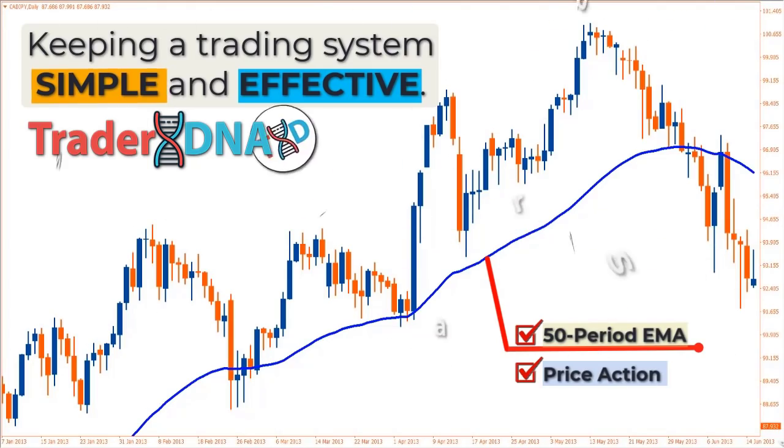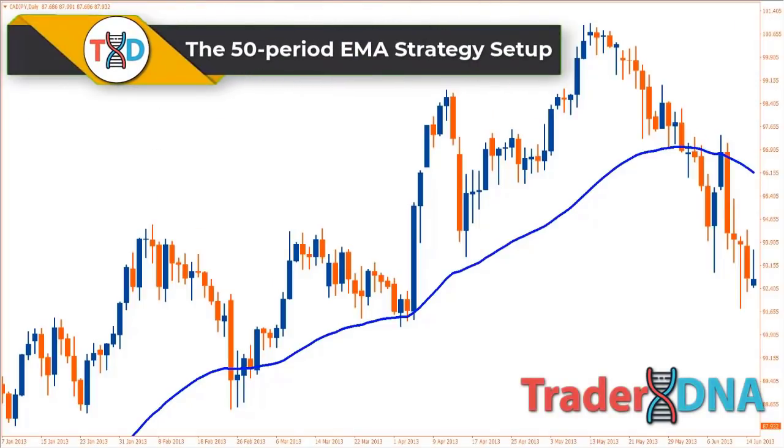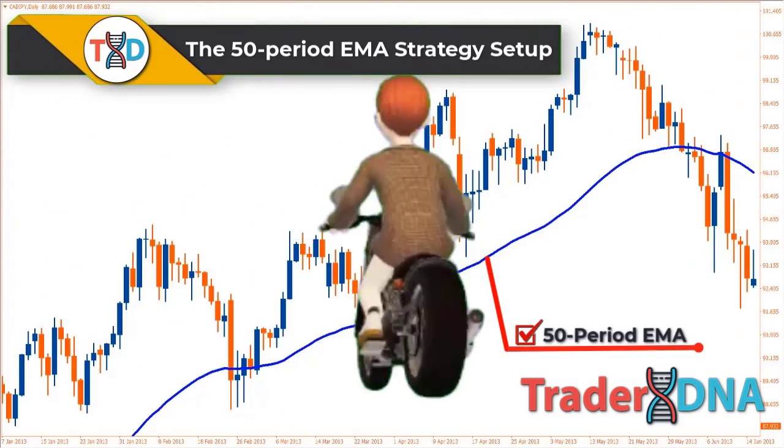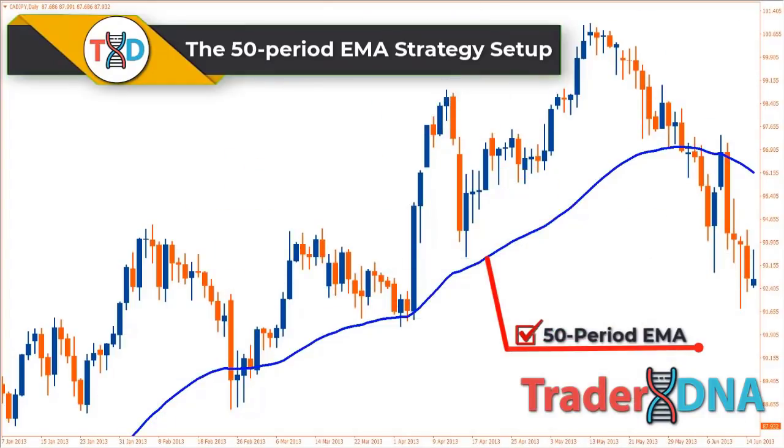The moving average strategy setup. Starting with a clean chart with nothing but candlesticks, lay out the 50 exponential moving average, or EMA. Believe it or not, we are ready to go. Things get interesting for us when price returns back to the 50 EMA after having spent some time away from it.